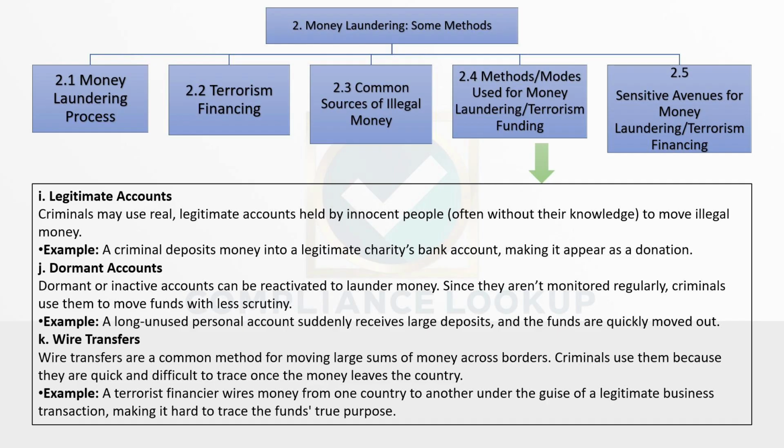For example, a criminal might deposit illicit funds into a legitimate charity's bank account, making the money appear as a donation. By doing so, the criminal can disguise the illegal origin of the funds. The charity may have no knowledge of the crime, and because it is a legitimate entity, the transaction may not raise any suspicion, allowing the criminal to move the money without detection.